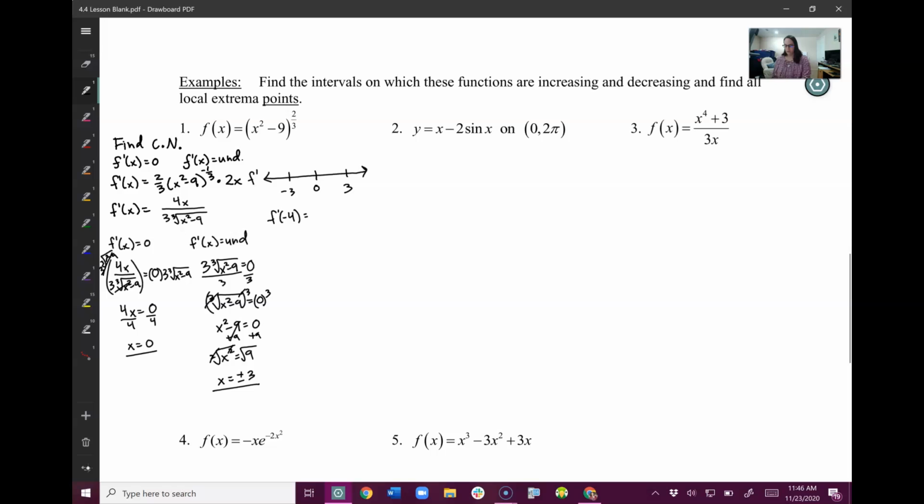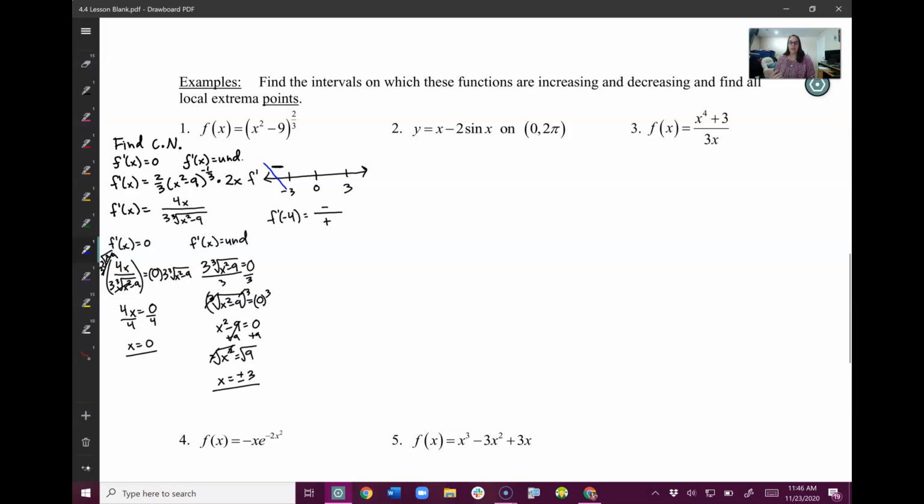So let's try this first one. F prime of -4 is going to give me a negative on top. 4 times -4 is a negative. And then 3 times cube root of -4 squared would be 16 minus 9. That's a positive. Cube root of that is positive, times 3 is all positive. So negative divided by a positive, that's all going to be negative. AKA, that's all going to be decreasing.